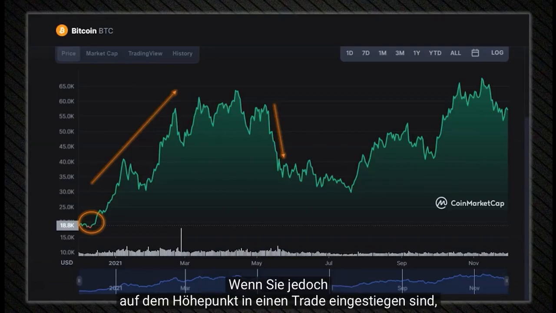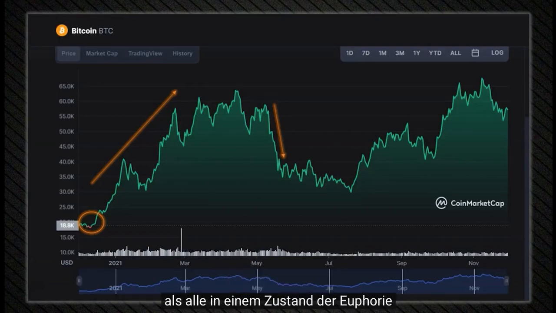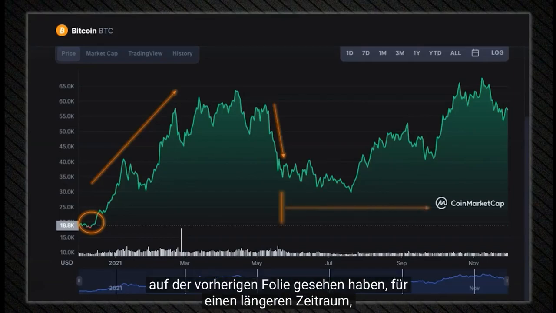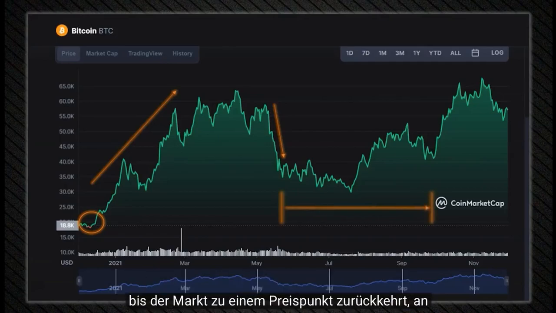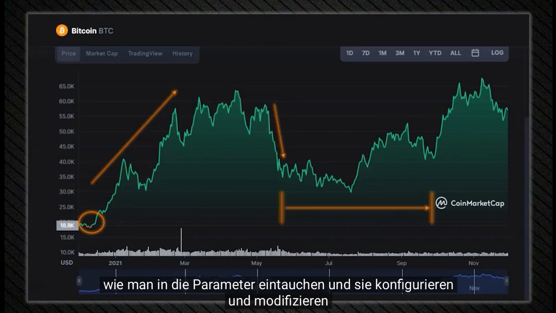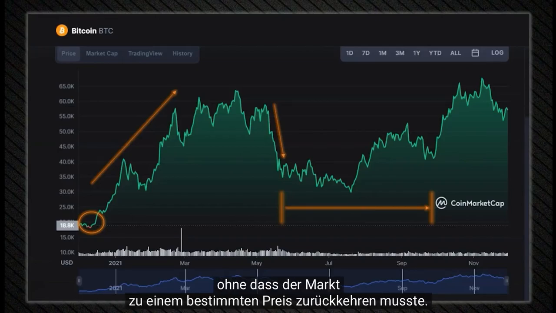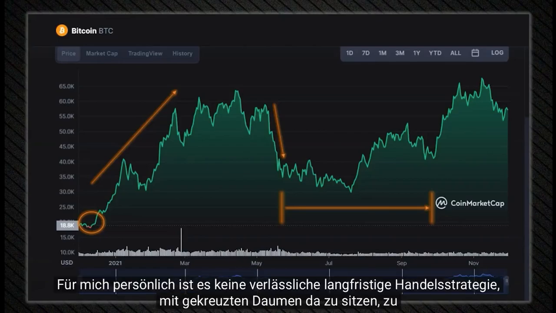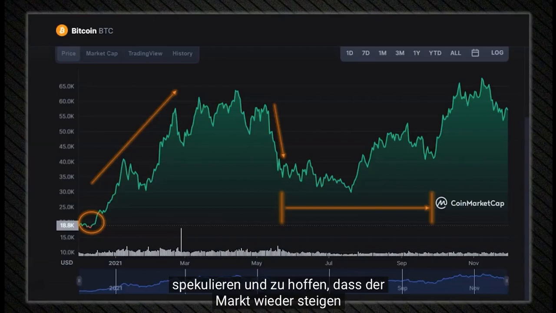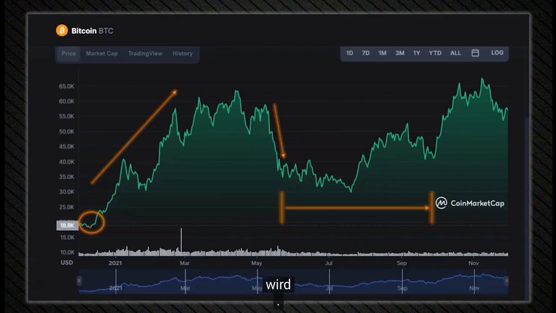However, if you had entered a trade at the peak of this, when everyone was in a state of euphoria and overwhelming optimism, everything that goes up must come down. So people are left holding trades like you saw in the previous slide for an extended period of time until the market retraces to a price point where it's able to close out those trades. However, one man figured out a way how to dive in and configure and modify the parameters to be able to dig people out of the trades that were in without the market having to return to a specific price. For me personally, sitting there with my fingers crossed, speculating and hoping that the market's going to go back up is not a reliable long-term trading strategy.